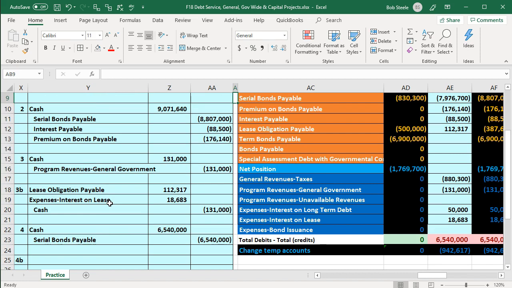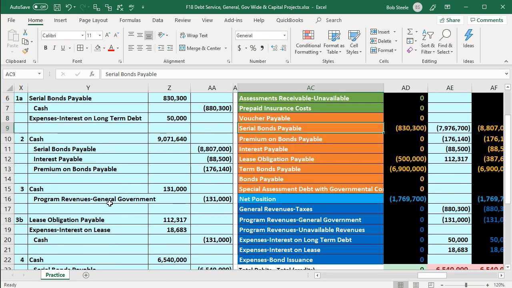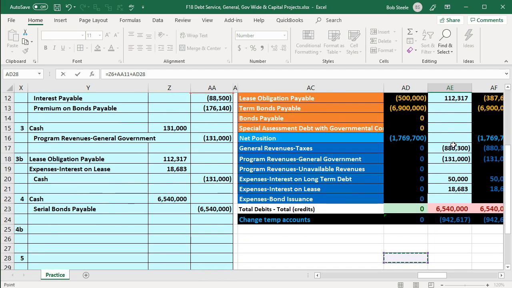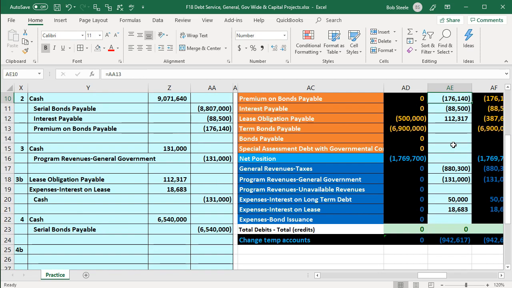So serial bonds payable is going to be, we're going to put it into the AE9. So within AE9, we're going to say F2 plus F2, scroll back down, and we'll pick up the serial bonds payable. Okay, so then we're going to use that money to pay off the term bonds.